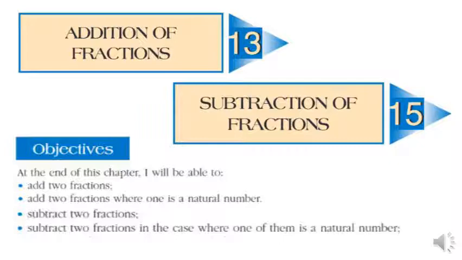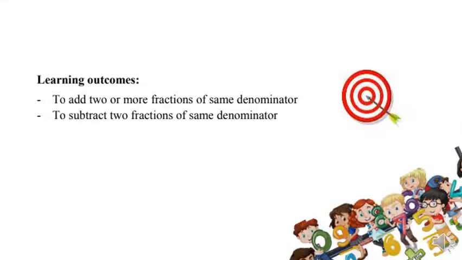These are two lessons, which are lesson 13 and lesson 15 in our book. We have many objectives in these two lessons, which are to add and subtract two fractions, and to add and subtract two fractions where one is a natural number and the other is a fraction. The outcome of this session is to add or to subtract two fractions having the same denominator.